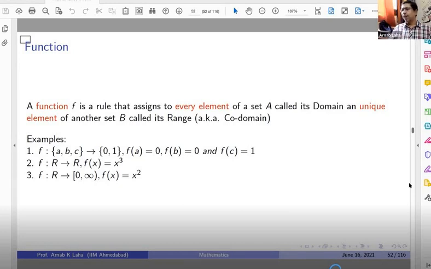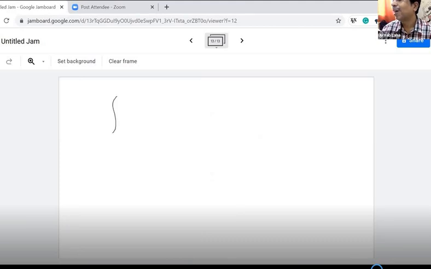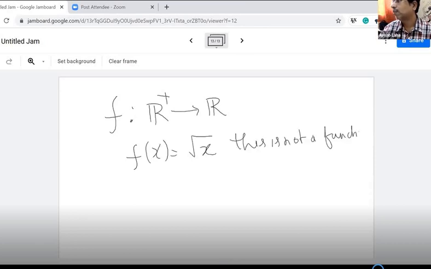So a function is made up of three things: the rule, the domain, and the range. The rule must be defined on every element in the domain, and for every element in the domain, it will produce a unique output. That means one and only one output. So if f of x is equal to square root of x, this is not a function. Why? Because f of 4 is plus or minus 2.